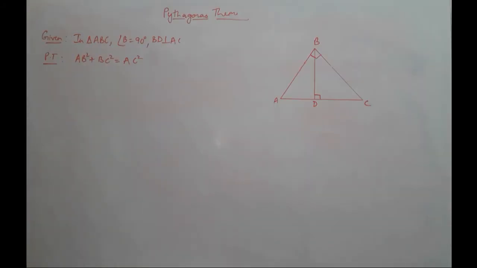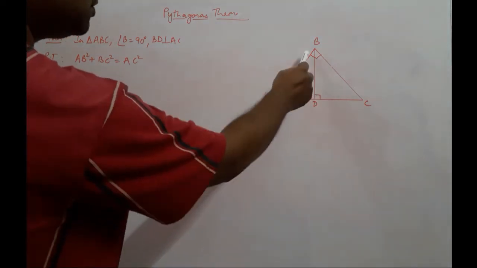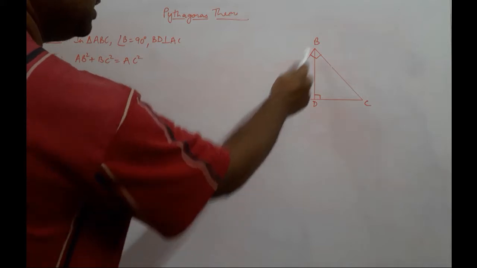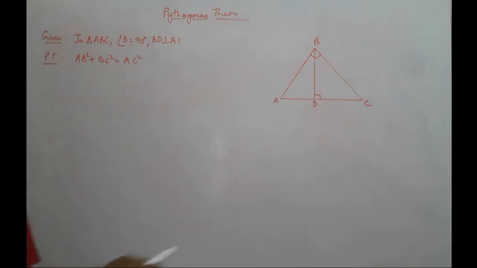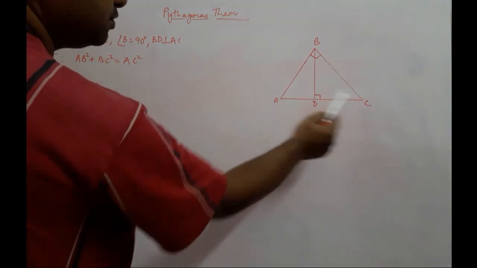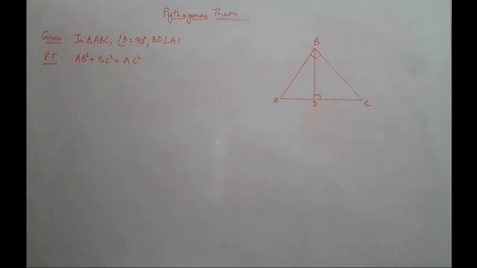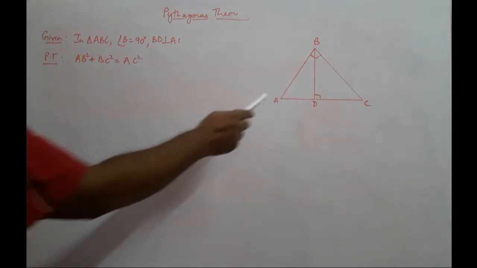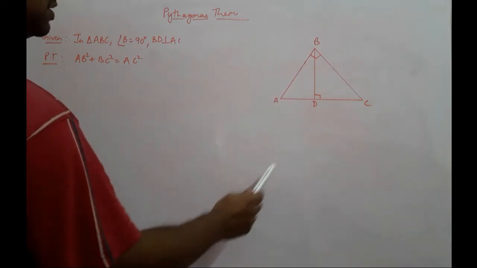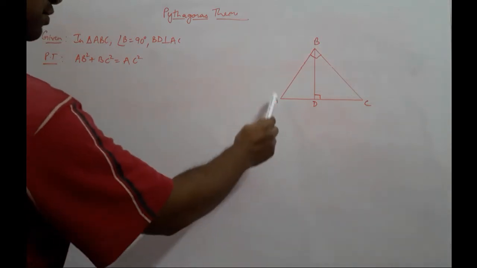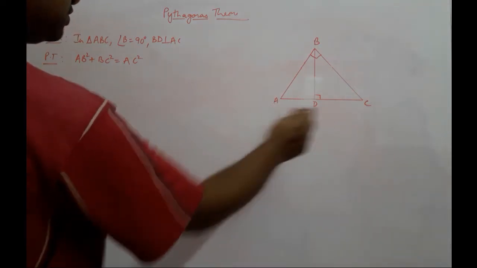So we have this diagram ABC, and we are given that in triangle ABC, angle B is equal to 90 degrees. So this is 90 degrees ABC, and BD is perpendicular to AC. That means this is also 90 degrees, these angles. Okay, and we are asked to prove AB square plus BC square is equal to AC square.